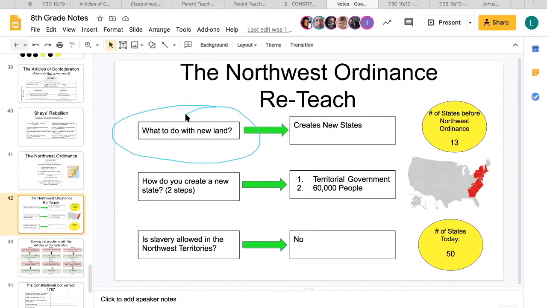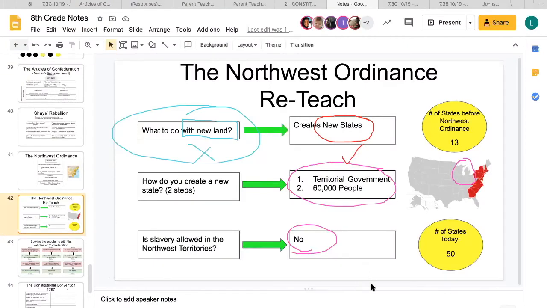maybe 6 people think that the Northwest Ordinance gives us land, and it does not. The Northwest Ordinance does not give new land to the United States. The Northwest Ordinance tells us what we're going to do with land we already have, and we're going to create new states.